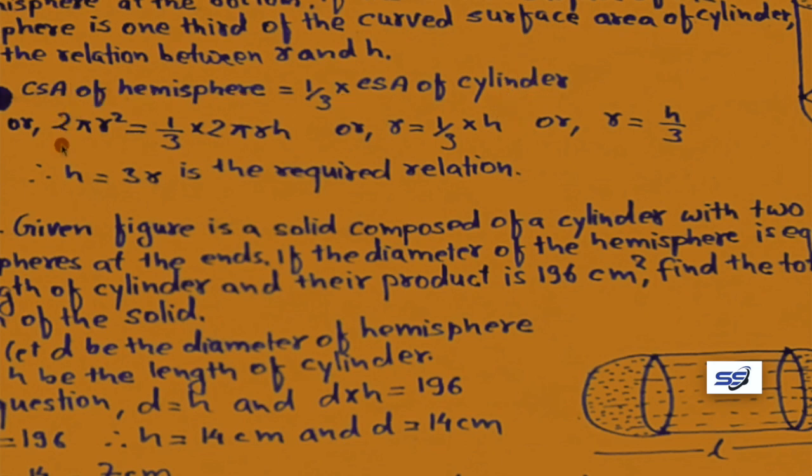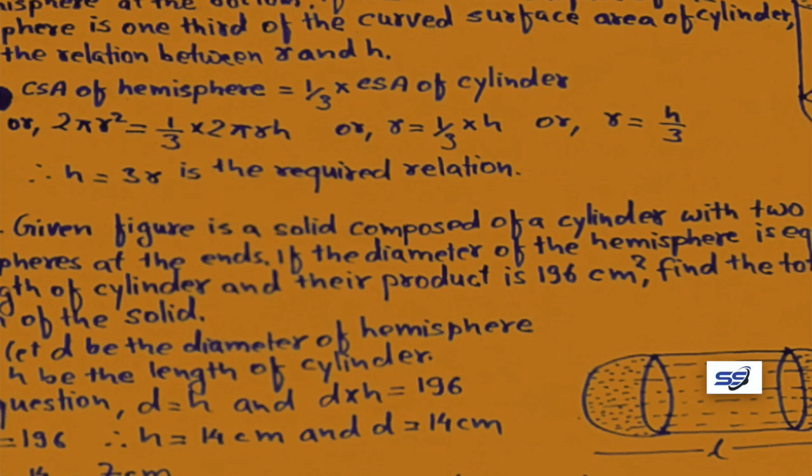This is the formula for finding the curved surface area of the hemisphere, and this is the formula for finding the curved surface area of the cylinder. Or r equals 1 upon 3 into h, or r equals h upon 3. Therefore, our relation is h equals 3r, the required relation between height and radius of our new figure, that is cylinder and hemisphere.